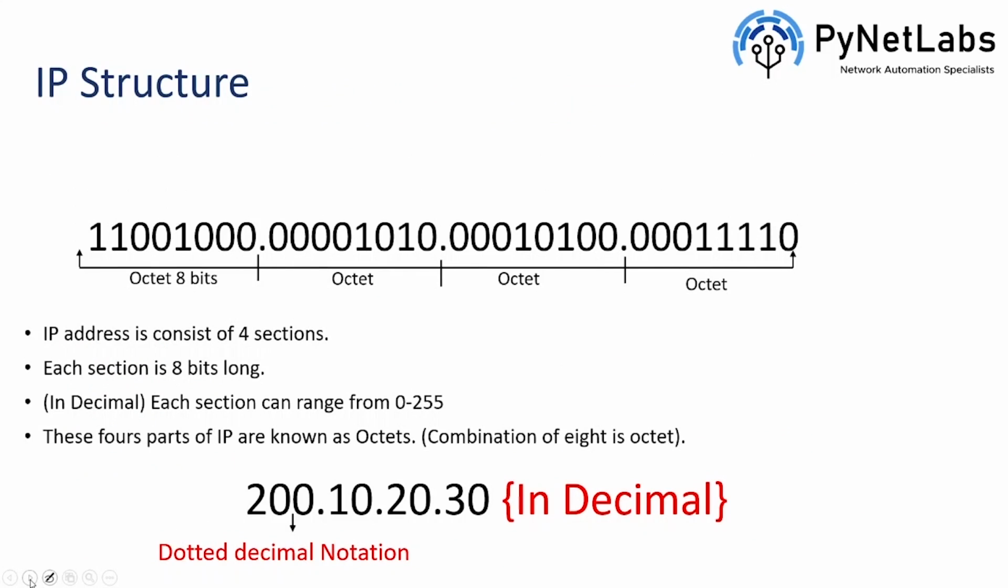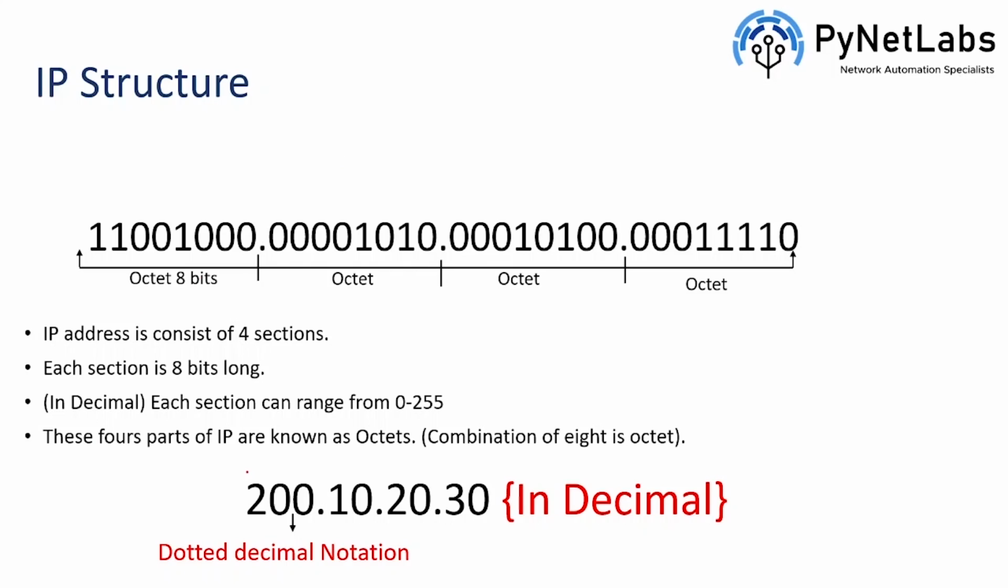Now this is the IP structure. As we have already talked about this, let's quickly read and understand this again. So there are 4 octets of 8 bits. An IP address consists of 4 sections. Each section is 8 bits long, and in decimal, each section can range from 0 to 255. That means inside one octet, the values can range from 0 to a maximum of 255. You cannot put a value of 270, let's say, inside any octet.